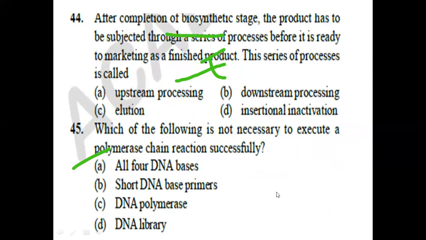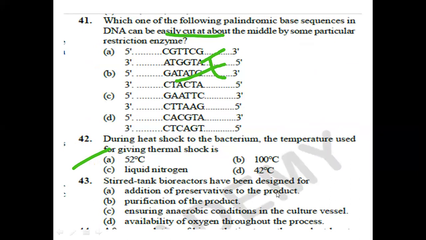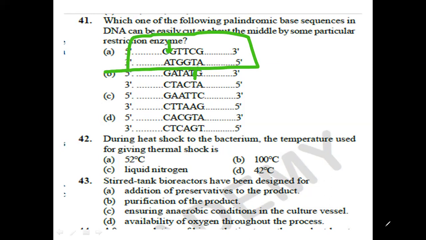After the completion of this, which one of the following palindromic sequences in DNA can be cut easily by a particular enzyme? The restriction enzymes have the capacity to identify the sequence. Option 1 is the standard palindromic sequence represented by restriction endonuclease. Therefore, it is going to cut at this point as well as at this point. Out of these four, which is the palindromic sequence? GAATTC, GAATTC. Here it cuts at G point. Here also it cuts at G point. Option 3.